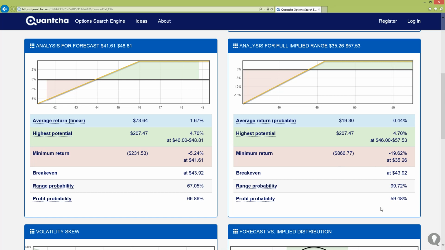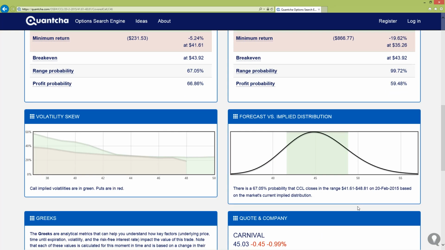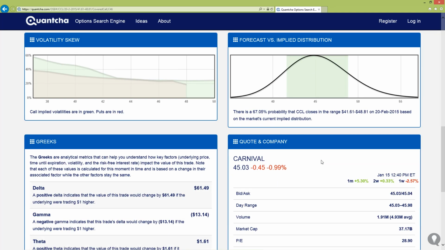And so you can see that it looks like the market expects a trade like this to be profitable at nearly 60% likelihood. If we scroll down a little further, we can see some of the volatility information. This is just useful to see where the volatility is, as opposed to the current calls versus puts, as well as the current stock, and where our forecast lies within the implied distribution.